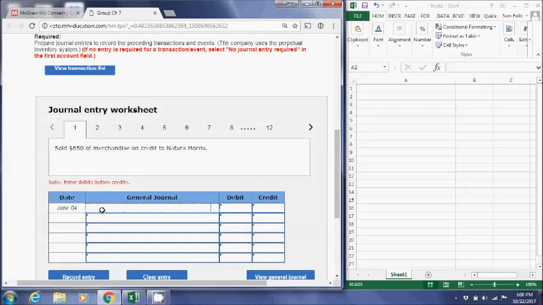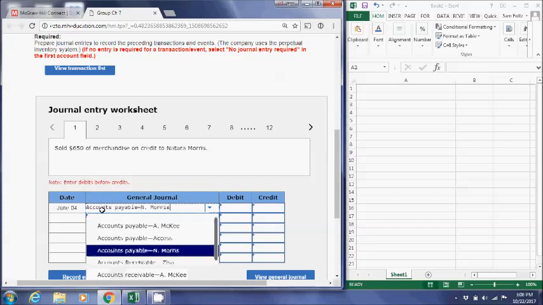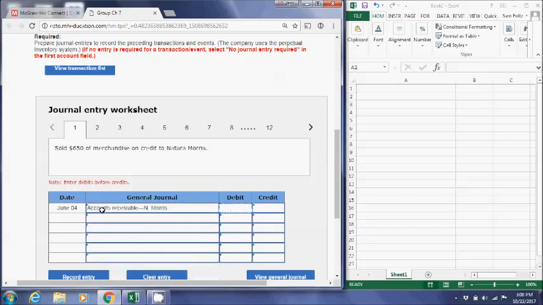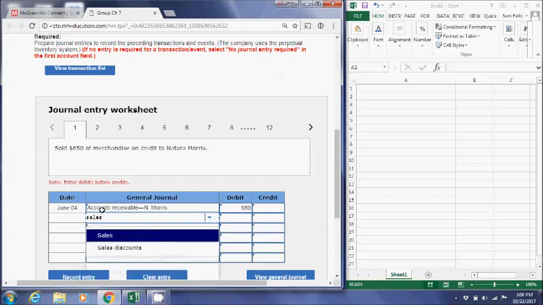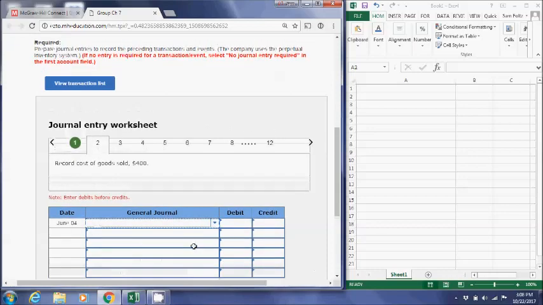So what do we have? Well, I think our debit should be accounts receivable for N. Morris. We've got to go find that. There it is, accounts receivable N. Morris. Ms. Morris now owes us $650. And what do we have? Simply enough, we have sales for $650. All done. We move on to our next journal entry, and it says record the cost of goods sold of $400.